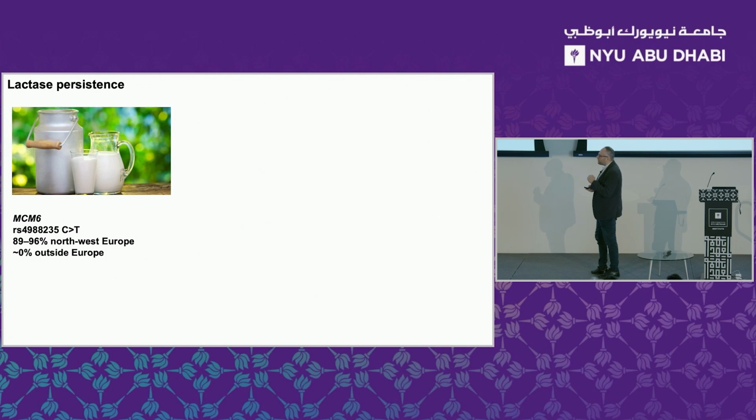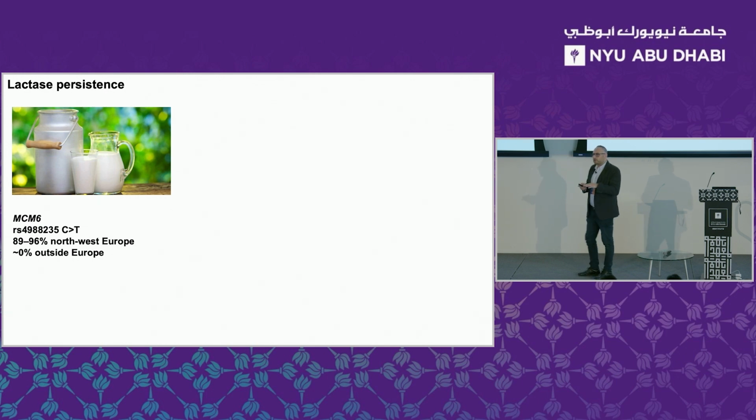An example that I like to give is lactase persistence. Us as humans, as adults, we cannot digest milk. However, there's a mutation in a gene called MCM6 that allows people to digest milk. And the frequency of this mutation in Europe is almost 100%. So if you are European, you definitely have this mutation that allows you to digest milk. And the frequency of this mutation outside Europe is 0%.